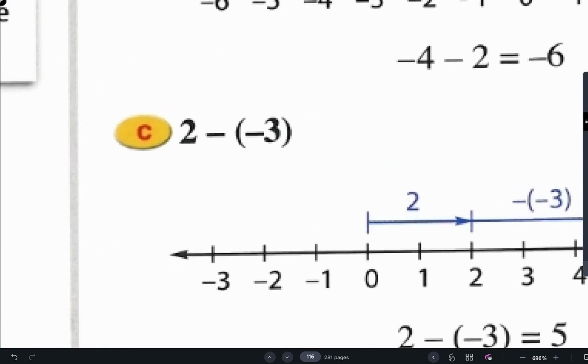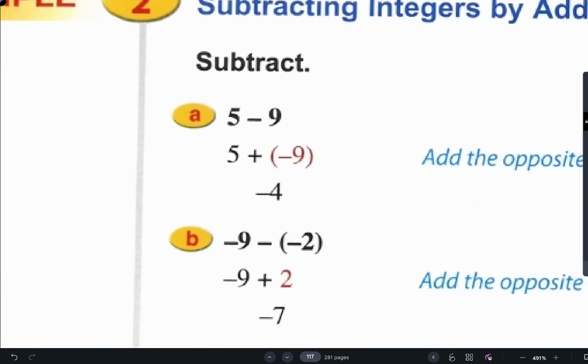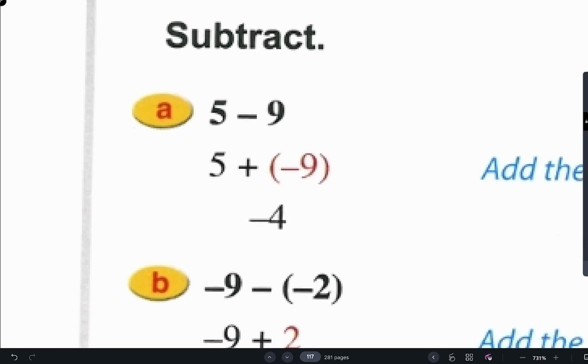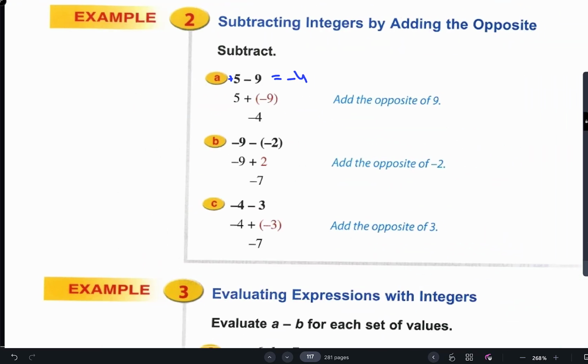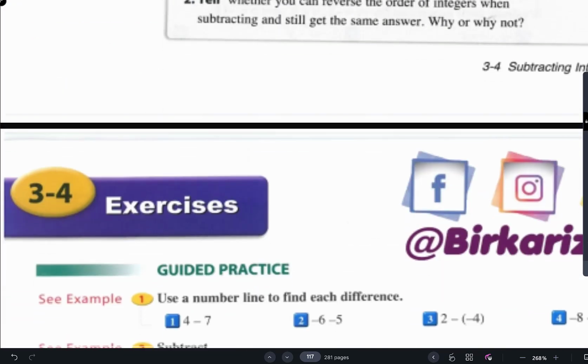And I told you when you have negative and negative it will be positive, so it is positive. Because we have the same sign you have to add them. 5 minus 9, positive and negative, you have to subtract them and write down the sign of the large number. Okay, so this is very easy.